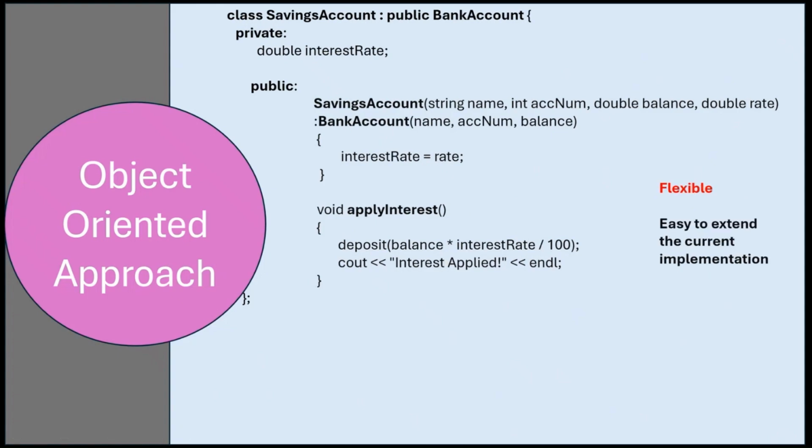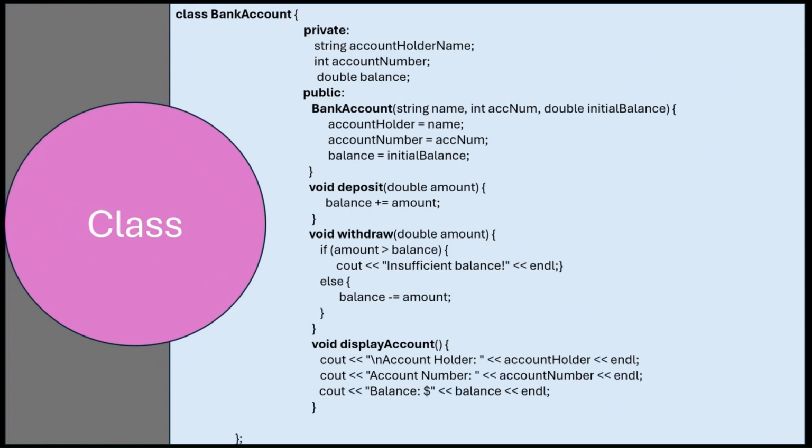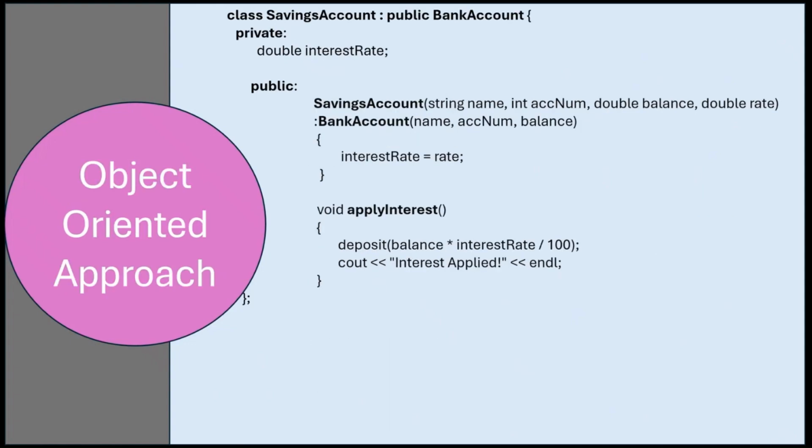Flexible. Now we saw how the savings account type class is added easily. So other account type classes like current account and fixed deposit account can also be easily added, and the current implementation of the bank account can be extended easily. So we can see the different benefits of the object oriented approach over the procedural approach, and it helped us to define the bank account very easily. Because of this, the object oriented approach is widely used in industries for large and complex projects.